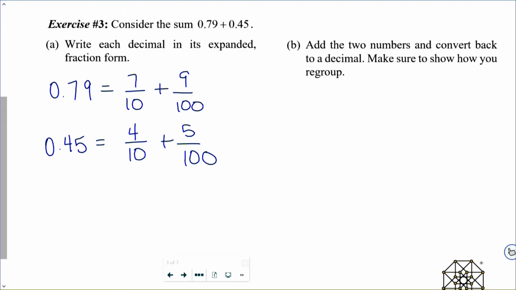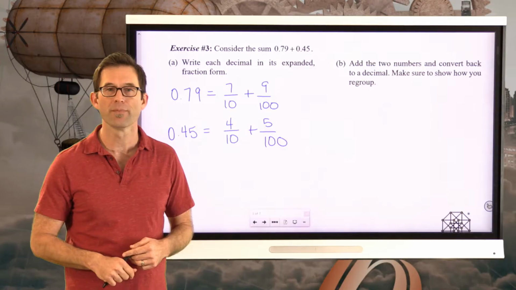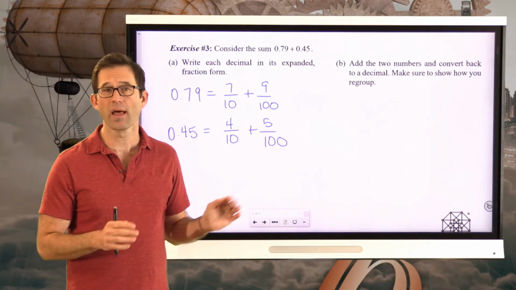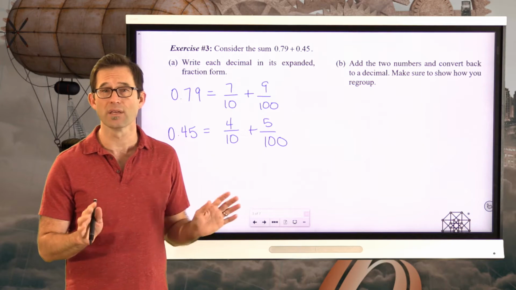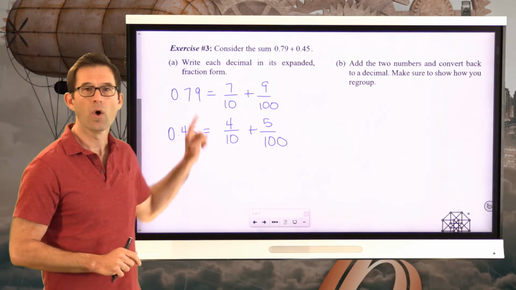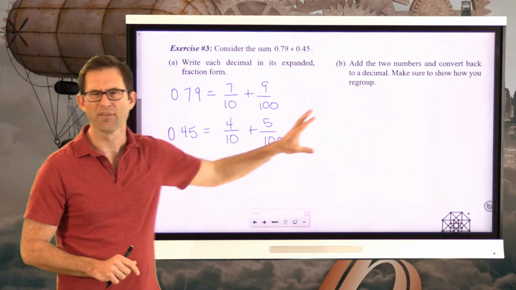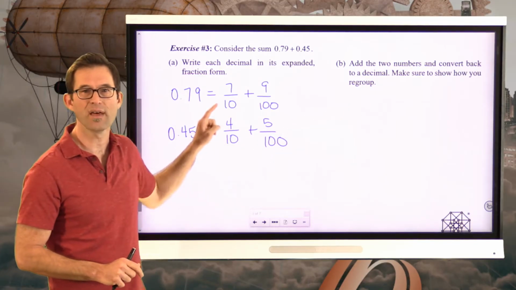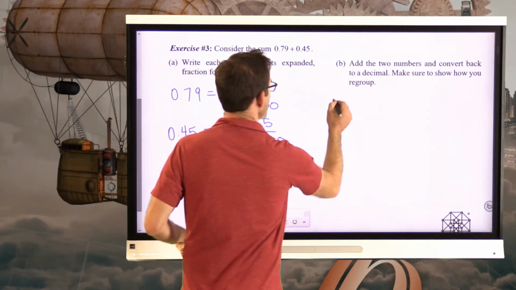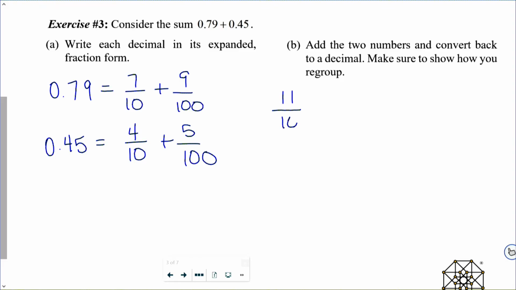All right, letter B though now says, add the two numbers and convert back to a decimal. Make sure you show how you regroup. So before, in our last exercise, all was kind of easy and good, but look at what happens now. When I add these two, without having to rewrite them all out, I'll have 7/10 plus 4/10, which will give me 11/10.